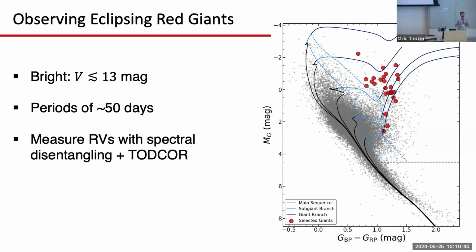All these are fairly bright, 13th magnitude or so, so they're accessible with our various spectrographs. And the systems are all detached, so periods of 50 days, right? These systems haven't interacted before, but they are probably tidally locked, so rotational velocities of 15 kilometers per second. Now we actually have to do the hard part and measure the radial velocities ourselves. We don't have the spectroscopic survey automated pipeline stuff. And so we do this with a combination of spectral disentangling and two-dimensional cross-correlation.